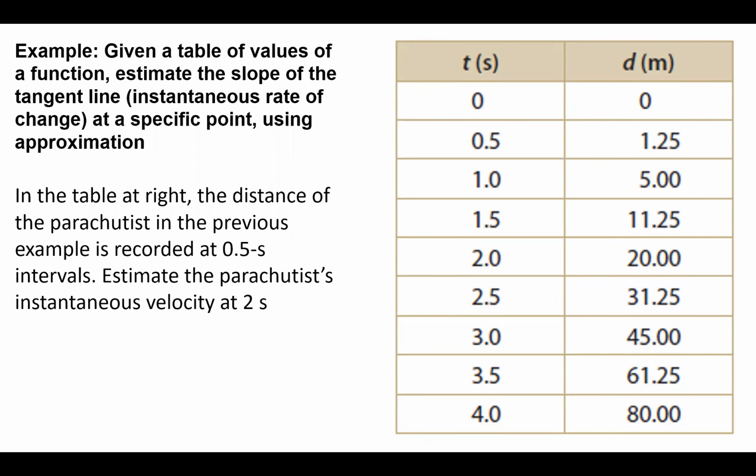In the table at right, the distance of the parachute from the previous example is recorded at 0.5 second intervals. The question is how we can estimate the parachute's instantaneous velocity at 2 seconds. Can you give an approximate value of the instantaneous velocity at 2 seconds? Okay, I'll give you 3 minutes to think about this question here.